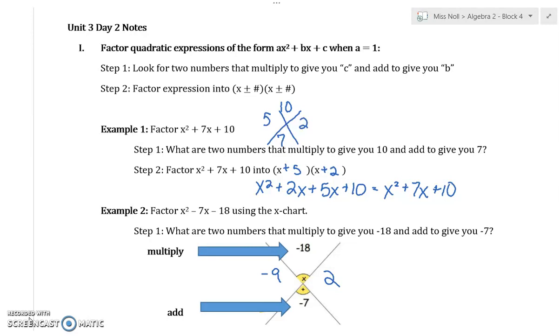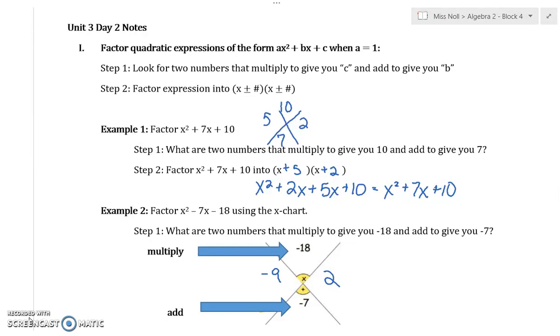So the a value is, when you have standard form of a quadratic, ax squared plus bx plus c. Whenever the first term is just simply an x squared, then it's actually pretty easy to factor. Step 1 says you look for two numbers that multiply to give you c, which is the constant, and add to give you b. And then you factor that into the quantity of x plus or minus whatever the number is, and then times the quantity of x plus or minus whatever the other number is.